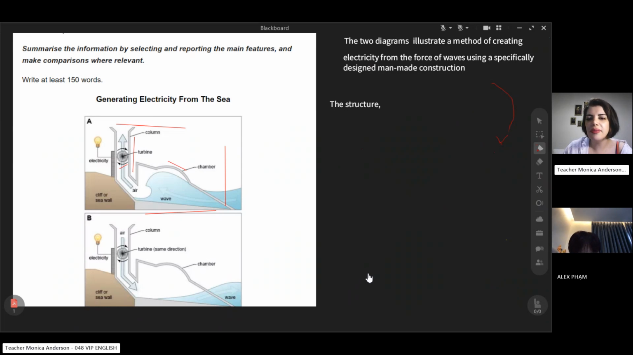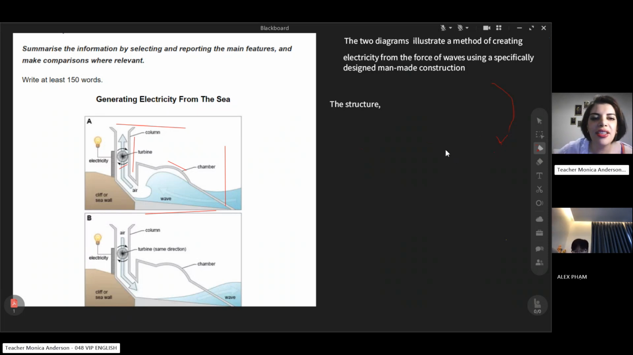Column. Columns, turbine, good, column. Chamber. Yeah, excellent. And if you don't know the meaning of, for example, chamber or turbine, no matter. We don't need to know.